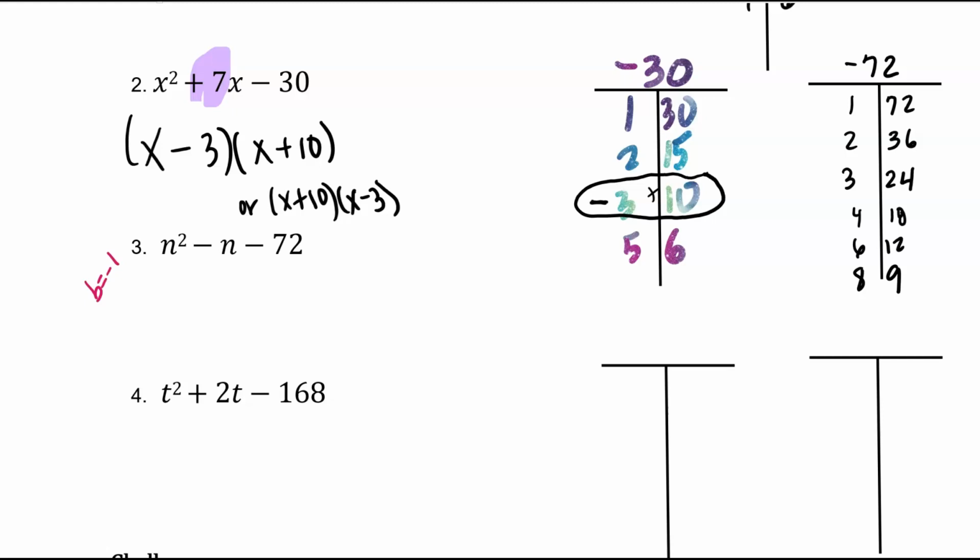So what will work? What will work would be a -9 and a +8. So you will have N plus 8 times N minus 9, or N minus 9 times N plus 8. Let's move on to the next problem.